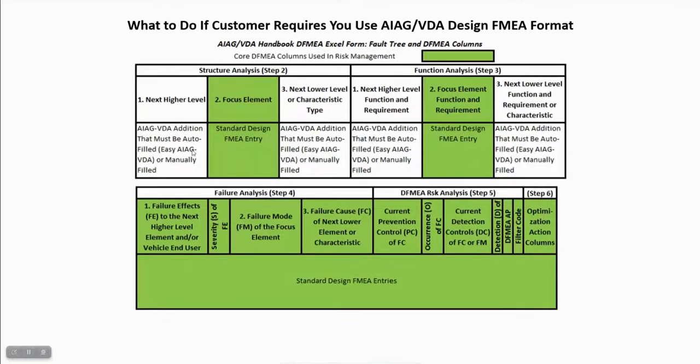I'm not allowed to sell anything. I will just say we've created a method we call the Easy AIAG VDA method, where we guide our users through a couple of simple entries, and they just hit a button and they can switch between the 2. But you can do this manually. You just have to really, really think about it. Likewise, this is the design FMEA.